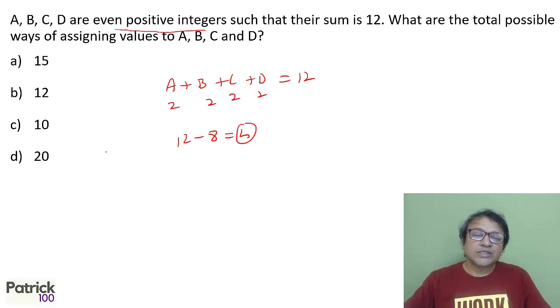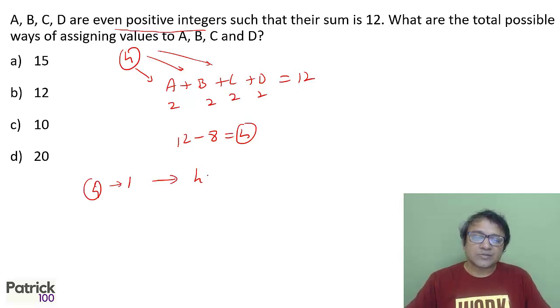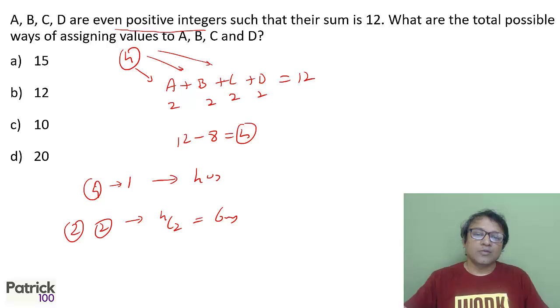Now these 4, I can give all 4 to one person itself. If I give all 4 to one person, then how many ways? 4 ways. So I can give 4 to A or 4 to B or 4 to C or 4 to D. Or I can break up 4 as 2 and 2 and give it to 2 different people, which is nothing but 4C2, 6 ways.